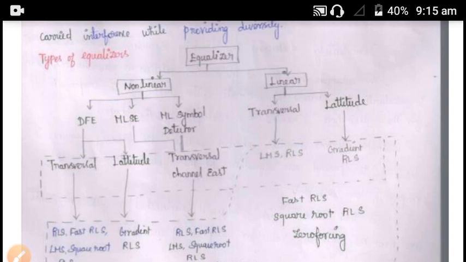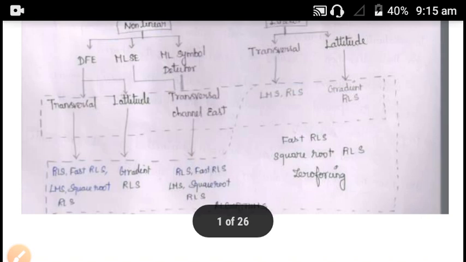So in this, what are the algorithms that we are using? That is given here. For the transversal linear equalizer, we are using zero forcing algorithm, LMS algorithm, RLS algorithm, fast RLS algorithm, square root RLS algorithm. Then in the lattice linear equalizer, we are using gradient RLS algorithm.